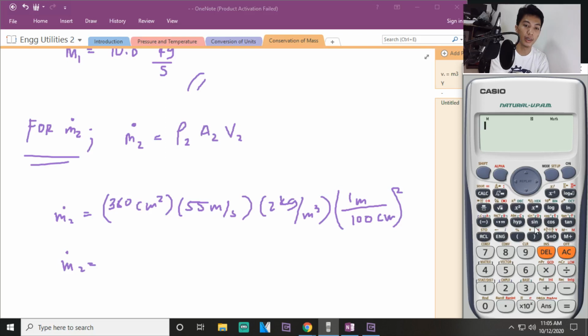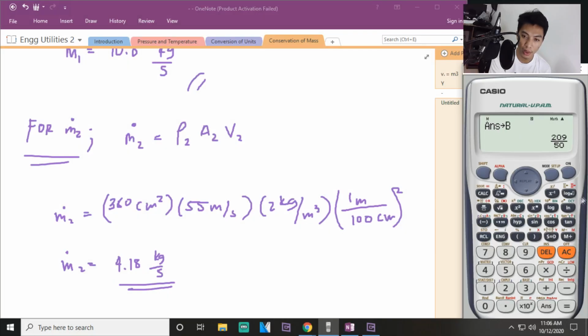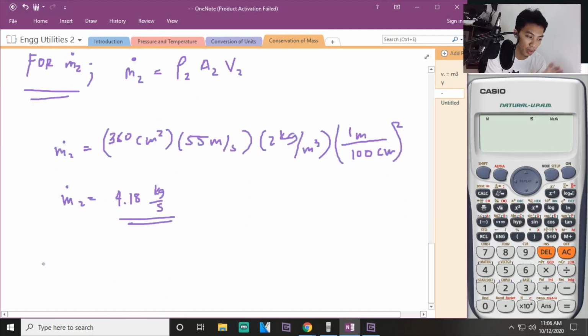380 times 55 times 2. Divide by 100 squared. The answer will be 4.18 kilogram per second. Yun. So, we will store this. Para makuha natin si M3. Tama ba? The total mass will be, kapag nag-mix yung dalawang mass, ito total mo. So, M3 is equal to M1 plus M2.